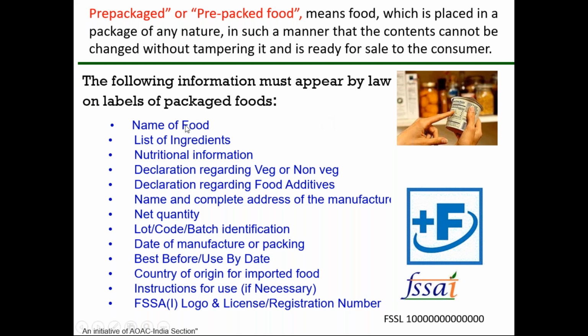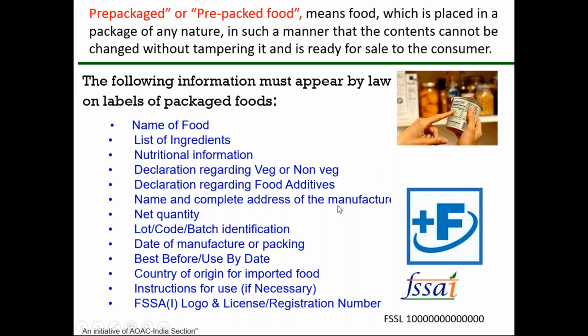One is the name of the food, list of ingredients, nutritional information, declaration regarding the veg or non-vegetarian status, declaration regarding food additives, name and complete address of the manufacturer, the net quantity, the lot code or batch identification number, date of manufacture or packing, best before or use by date, if it is an imported food, country of origin, and if necessary, if it's a reconstituted food, then instructions for use are required.